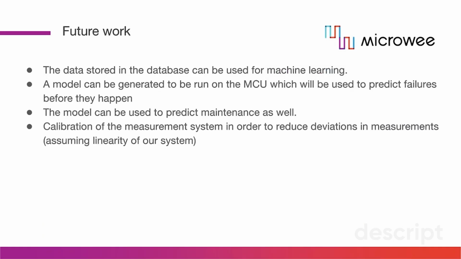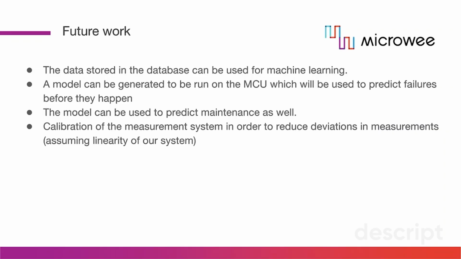Here's some of the future work that we are planning to do. The first one is to perform machine learning on data that we are going to acquire by installing our system in the actual mini hydro plant and capturing a lot of data. And that machine learning can be used to generate a C code model, which can be run on the MCU. So we can predict failures before they happen locally on the MCU.